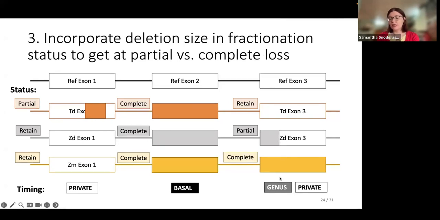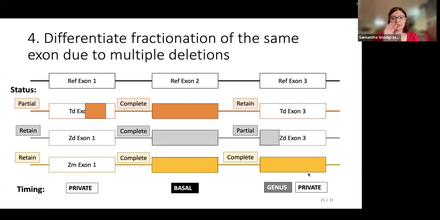for this exon 3, we'll have to decide how we're going to deal with this, but is this really one deletion across Diploperennis here in this example and maize? Or is this two deletions where there was a genus level fractionation event for the first part of exon 3 and then a private deletion for the rest of that exon? So this kind of gets into the idea of using different deletions or identifying multiple deletions for the same exon to differentiate them.